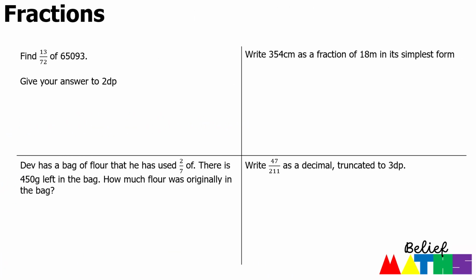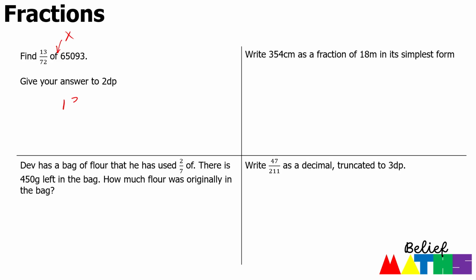Now, fractions again is another important component in each of these. So we're asked to find a fraction amount. So for example, 13 over 72 of 65,093. Now, normally we'd say, well, we divide by the bottom times by the top. You can do that, but on a calculator, this word of just means multiply.